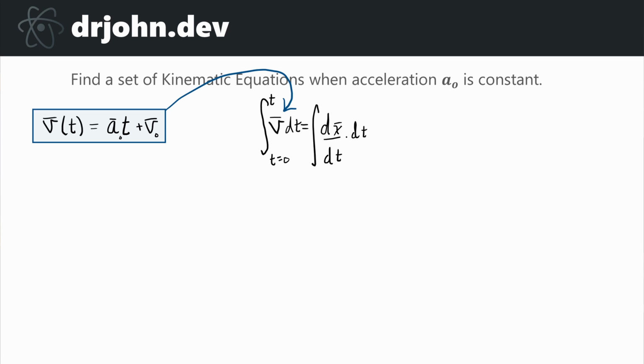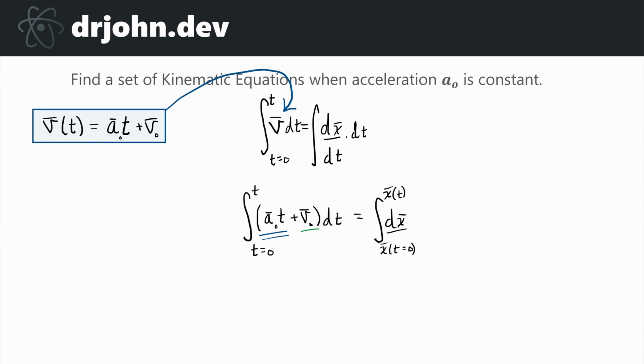And then we'll be able to integrate. Upon substitution, the integral on the left-hand side has two terms, and the integral on the right-hand side reduces to an integral over dx. We can break this down and evaluate each term one by one. Let's begin with the first term, a0 t.